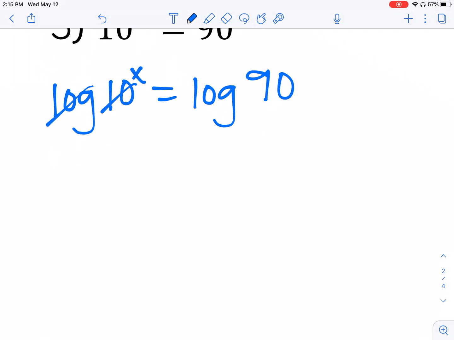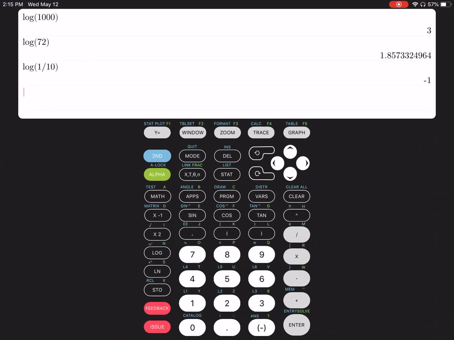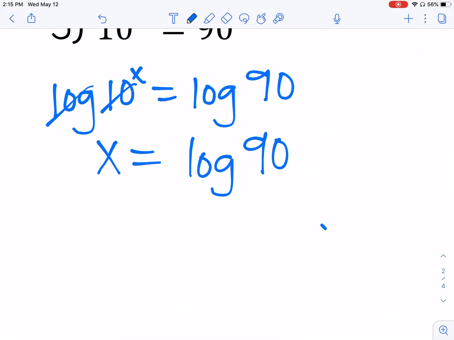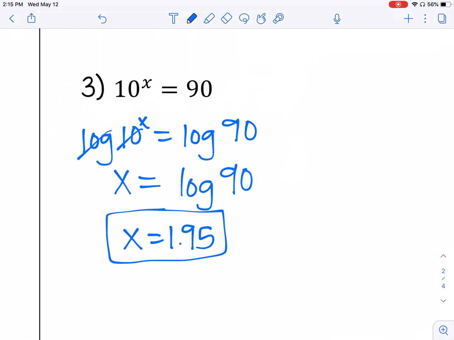Okay, I'm going kind of fast through this video, so pause if you need to at any point or ask me a question at any point. Okay, log of 90, that's going to be our x. You're going to be using your graphing calculators quite a bit for this unit. 1.95. So x is equal to 1.95. So 10 to the 1.95 power will get us 90.